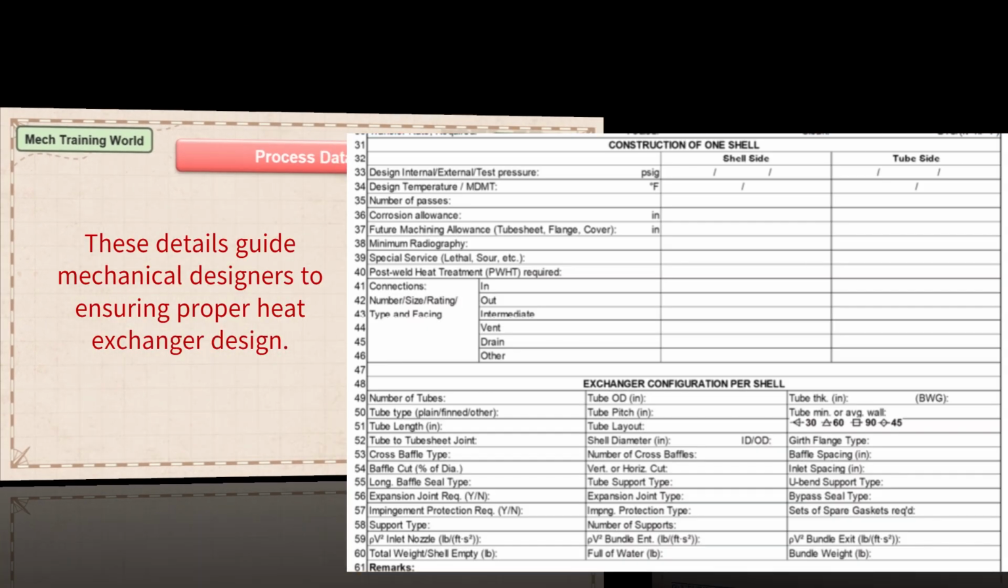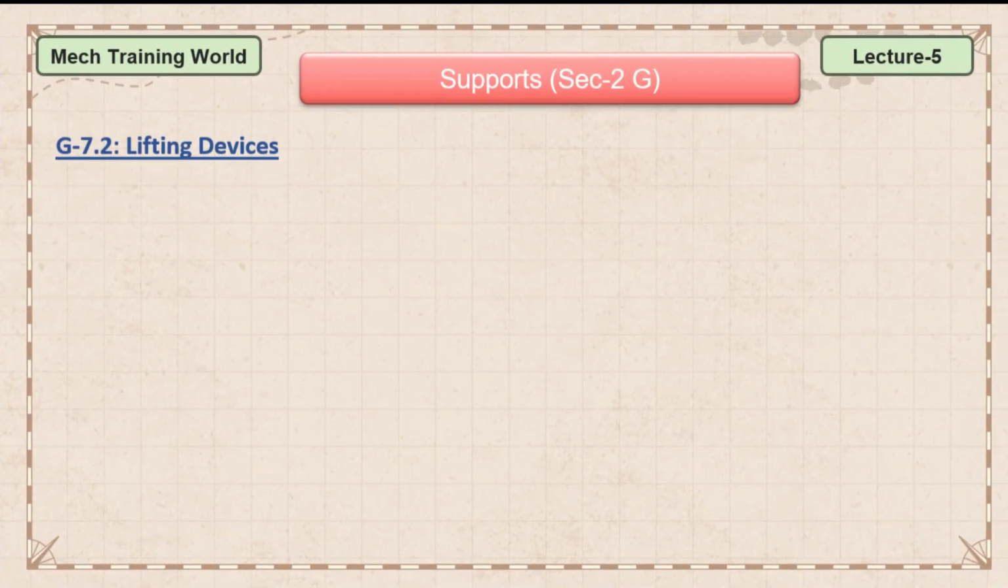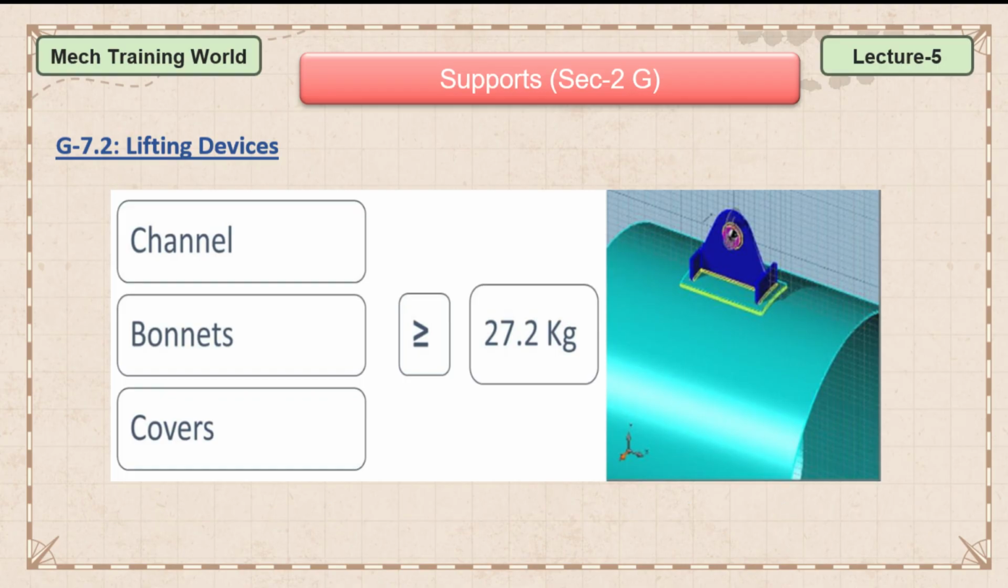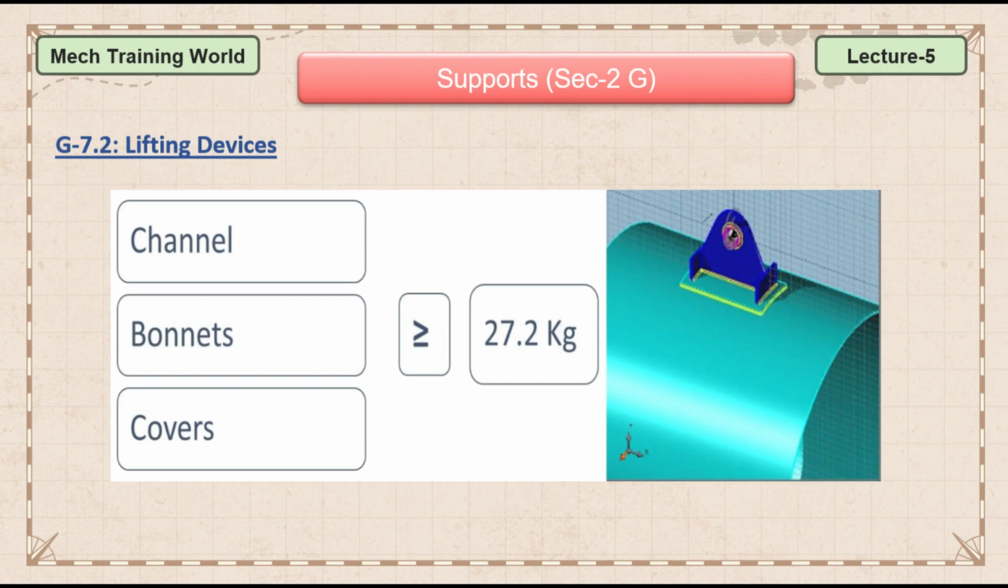Finally, the very important point you need to know is about the lifting device, which is mentioned in G7.2. We know that for lifting the components, a lifting lug is essential. If any part, like the channel or cover, exceeds 27.2 kg in weight, a lifting lug is necessary, guys.